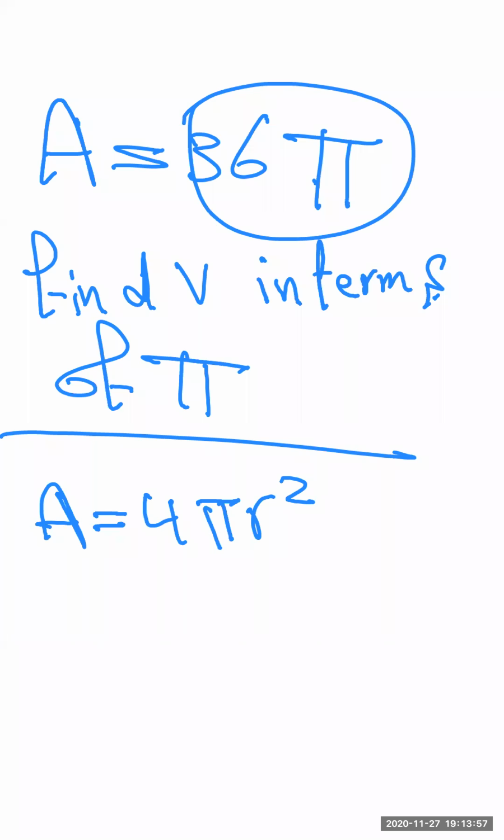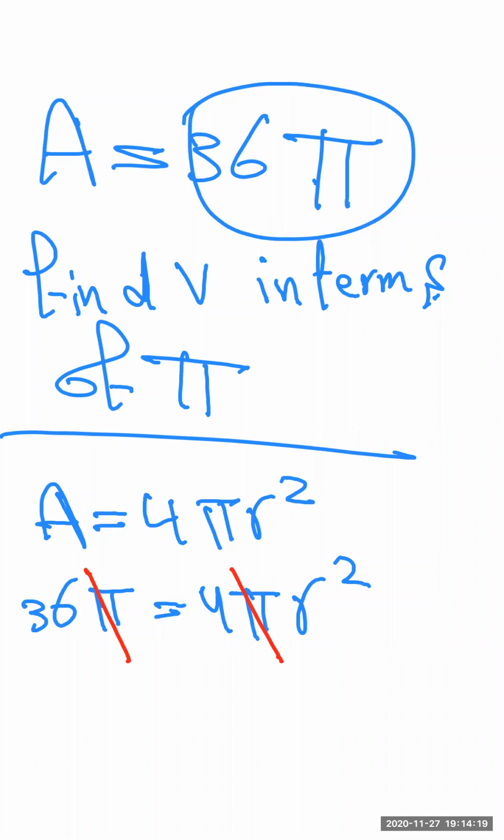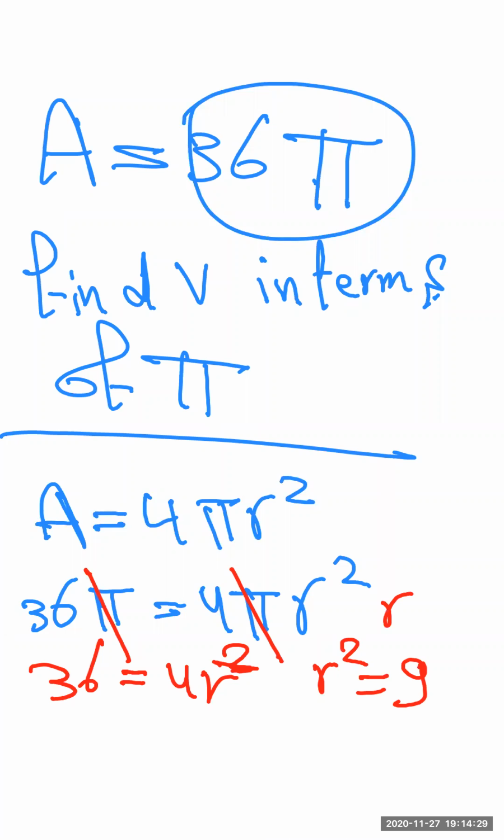So 36π equals 4πr squared. Then remove π with π. So 36 equals 4r squared, right? So r squared, I will divide by 4, will equal 9. So r will equal the square root of 9, which is 3.